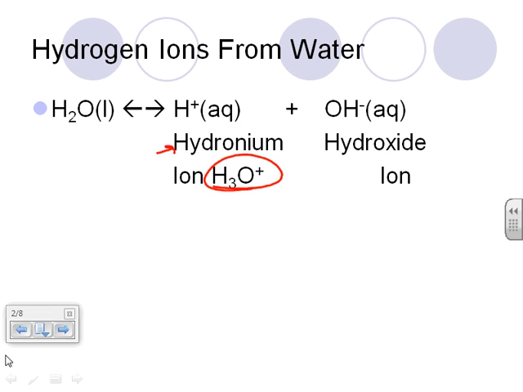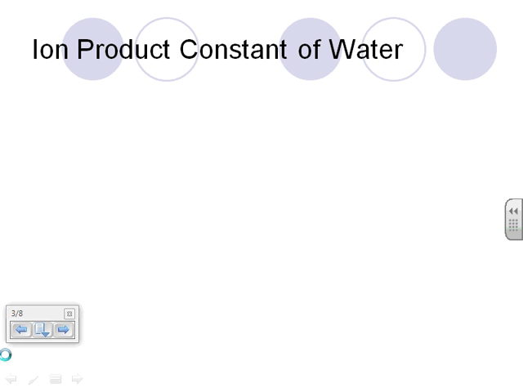The OH- is the hydroxide ion. We're familiar with that from our talks on ionic compounds. This is called self-ionization. It does it automatically. And the ion product constant is associated with this.